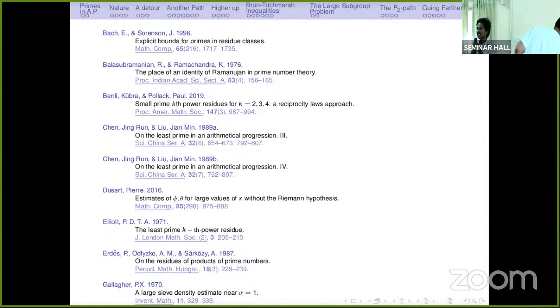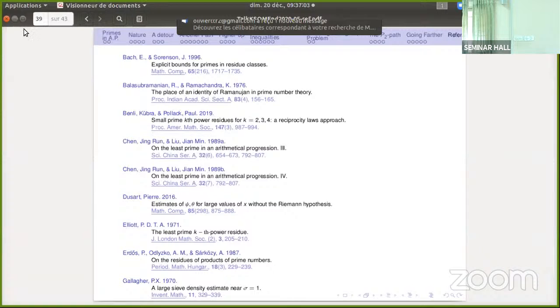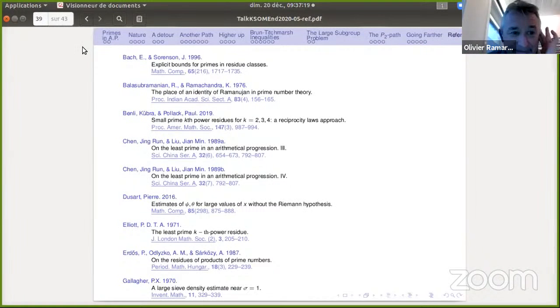There is one question in the chat box. Sir, can you hear? There is one question in the chat box. Maybe you can open the question there. Can you repeat it? Okay, this is Jean-Marc who asked the question. What about replacing the product of 3 primes by a product of at most 3 primes? Replacing a product of 3 primes by a product of at most 3 primes. Yes. Wait a minute.